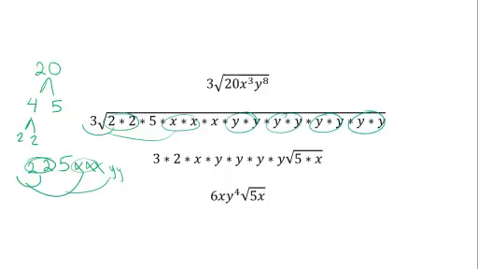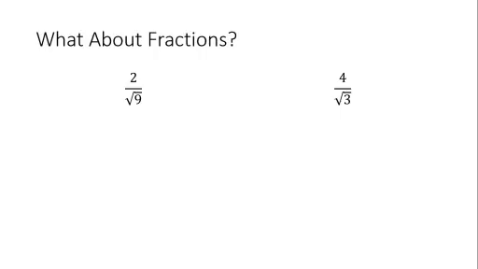So if there's a number out front, you just multiply it into it. Okay, so what about if you have fractions? Now, if you have fractions, what ends up happening is that we have to do something called rationalizing the denominator. We do not want square roots in the denominator. Okay, we want to be able to move those square roots to the top.